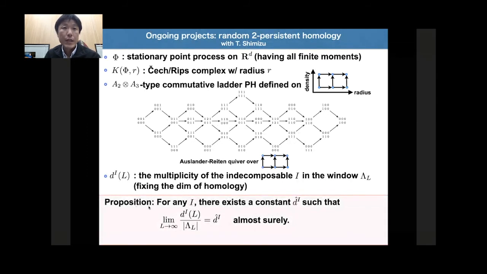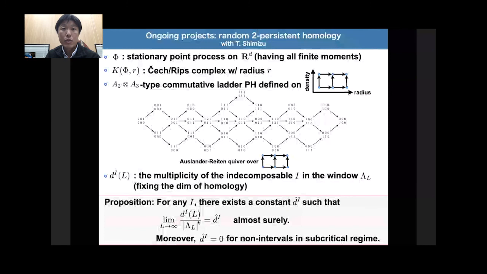First, we can show the law of large numbers for each indecomposable even in this setting. Here, d_I means the multiplicity of the indecomposable I appearing in the given representation. Here, L means the length of the window. So we have a law of large numbers as before, even in the two-parameter setting. And this part can be done by almost similar arguments explained today.